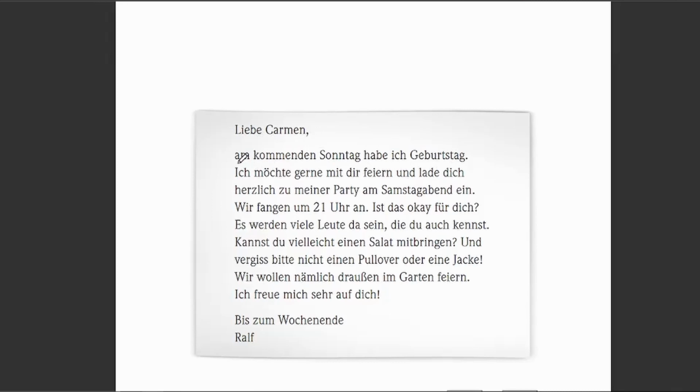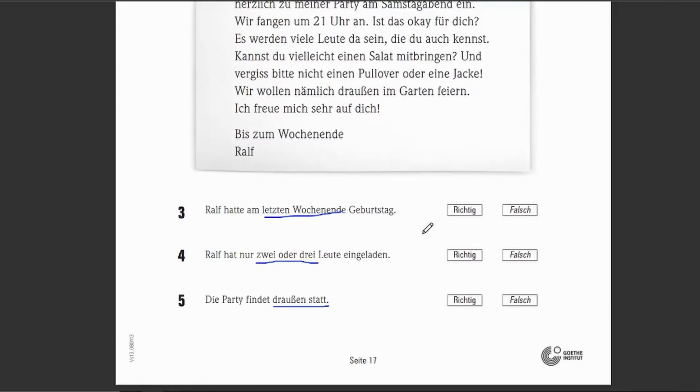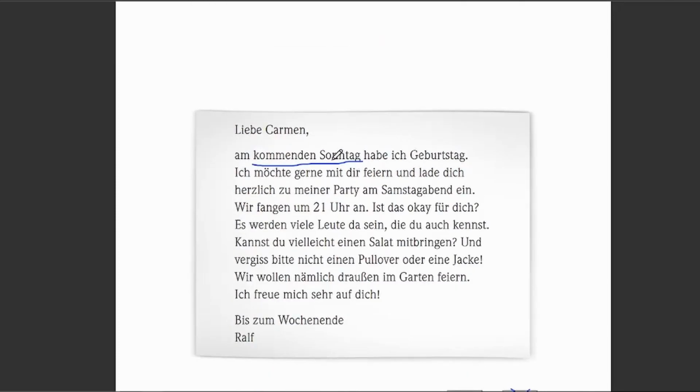Liebe Carmen, am Wochenende Sonntag habe ich Geburtstag. Okay, so it looks like it is going to come, the coming Sunday. So we know exactly the very first question. Here the question was Ralph hat am letzten Wochenende Geburtstag, which is false because he is going to have a birthday on the coming Sunday. So we found the answer very quickly. Read through the next ones.